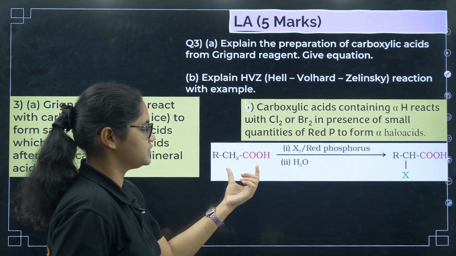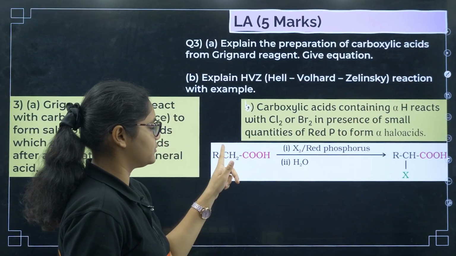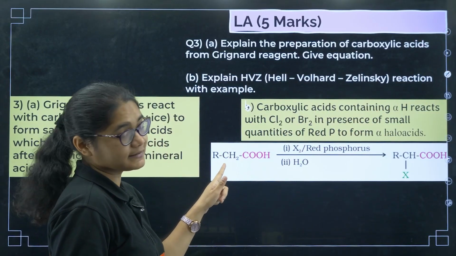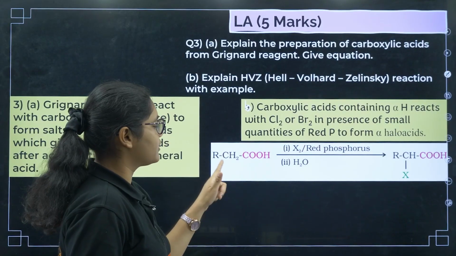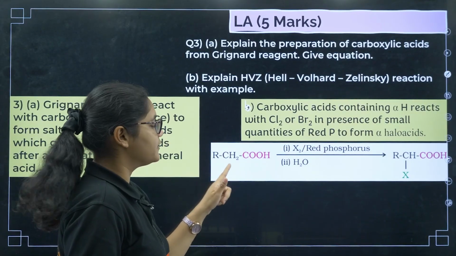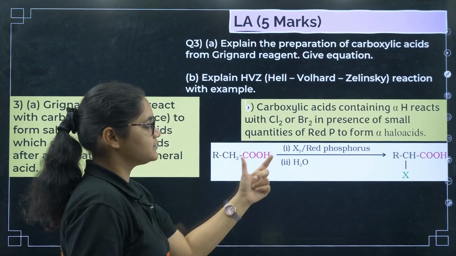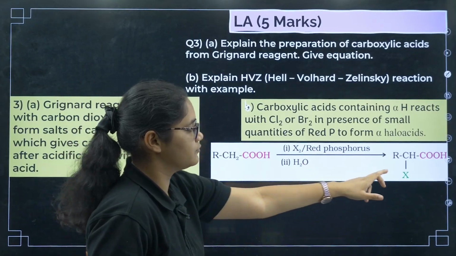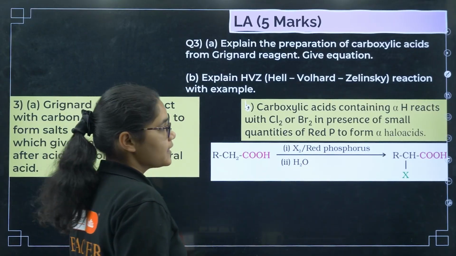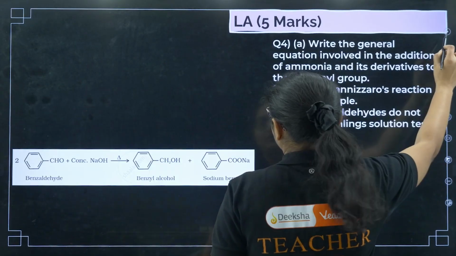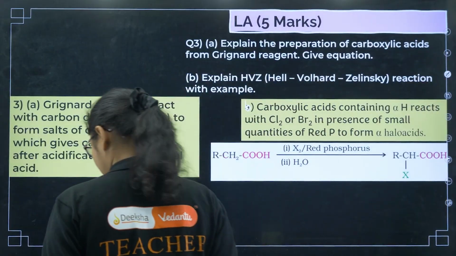So RCH2COOH, X2, red phosphorus. You can see here the alpha carbon, the carbon next to the COOH group. The alpha carbon will have an alpha hydrogen. This alpha hydrogen is replaced with X in the presence of red phosphorus. So we will get this one as X. Next, I didn't write the reaction for this one.